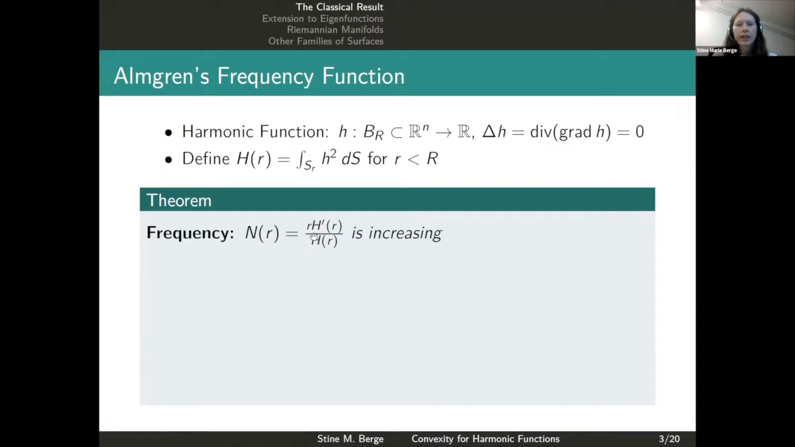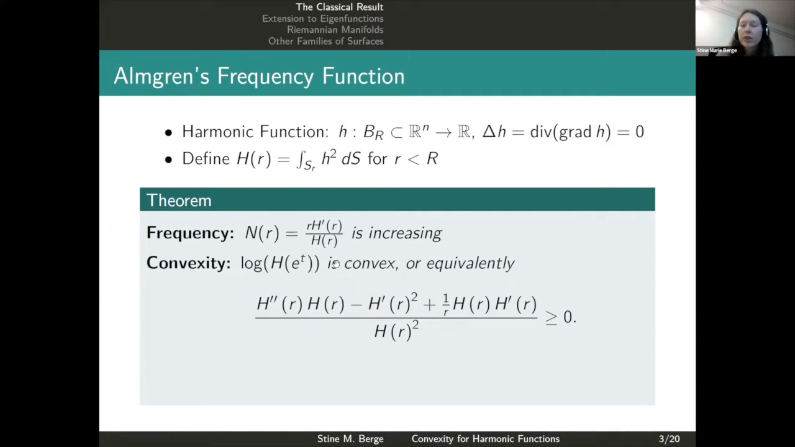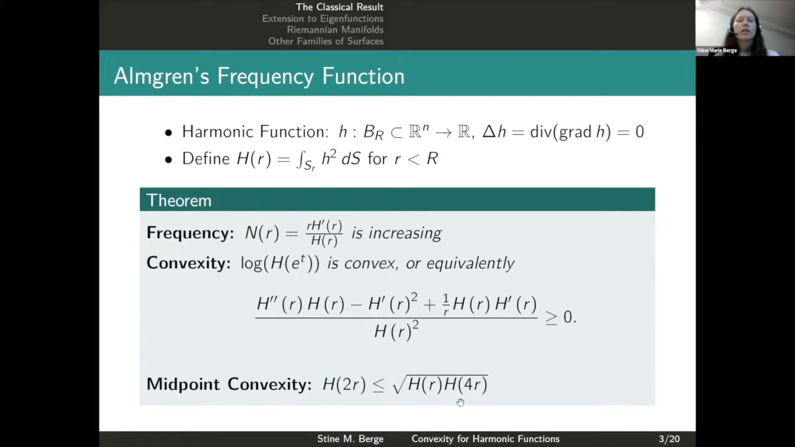First of all, if you take the logarithmic derivative of h and multiply by r, which we are going to call the frequency, this is an increasing function. Equivalently, you can ask that this combination of h is convex. If you take the second derivative and look at the convexity inequality, you end up with this inequality. And if you have some kind of convexity, it should imply some inequality for the original function h. If you interpret this being convex, you should have an inequality like this.